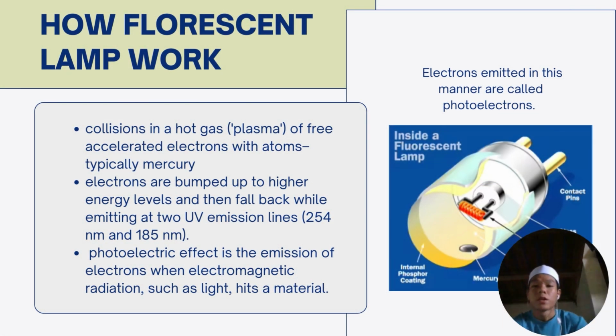How does a fluorescent lamp work? Fluorescence works through collisions in a hot gas of free accelerated electrons with atoms, typically mercury. Electrons are bumped up to higher energy levels and then fall back, emitting two UV emission lines. This effect is also called photoelectric, which is the emission of electrons when electromagnetic radiation such as light hits a material. This is an example of the inside of a fluorescent lamp. Electrons emitted in this manner are called photoelectrons.